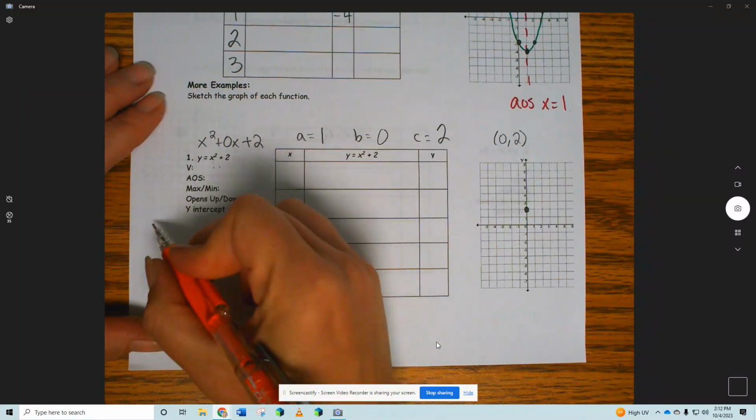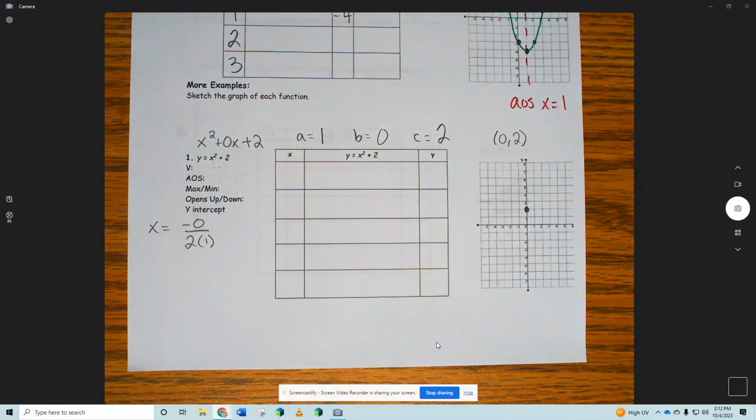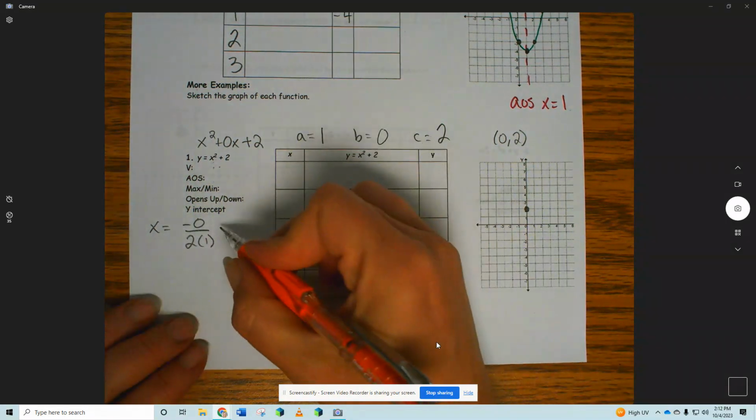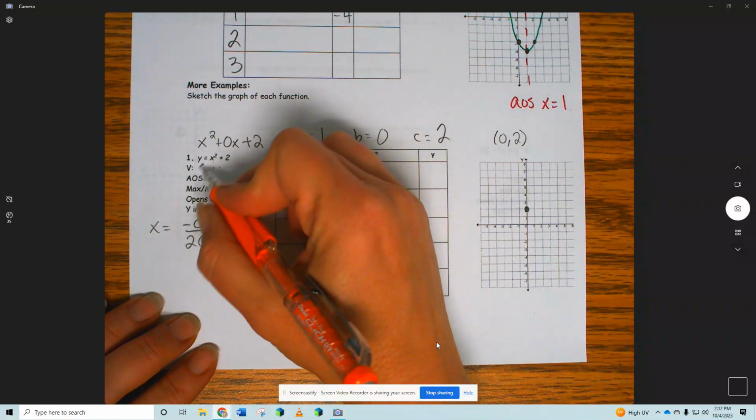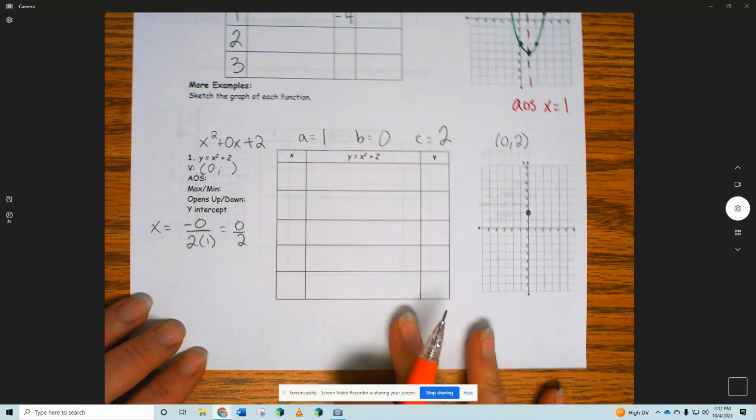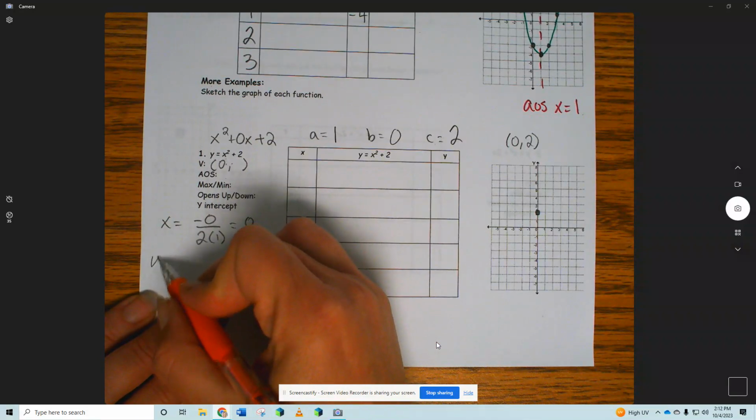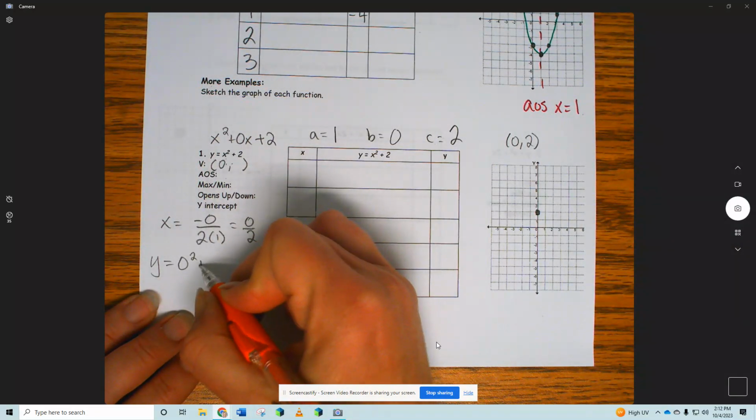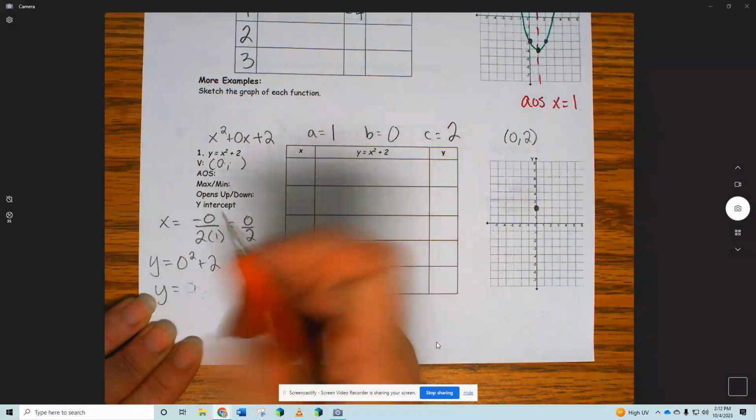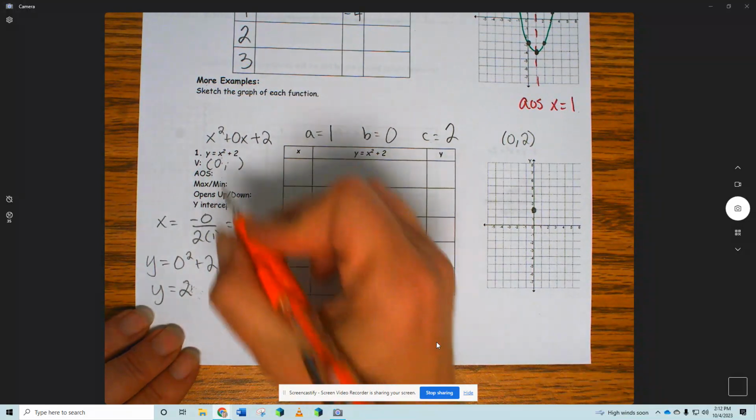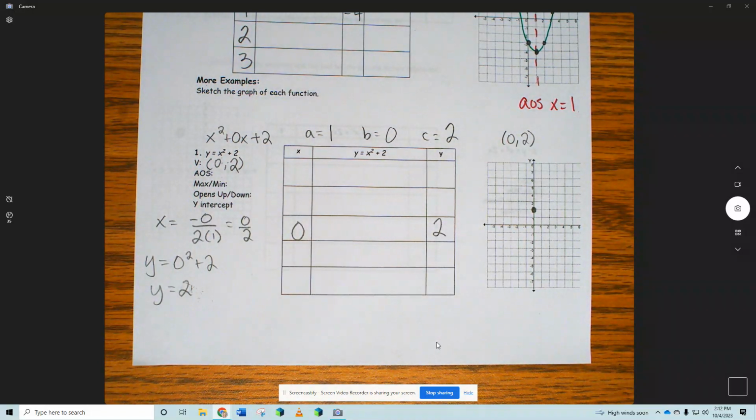Negative b over 2a. X equals negative 0 over 2 times 1. Zero over 2, that's 0. Once I know the x, I'm going to plug in 0 and solve for y. Y equals 0 squared plus 2. Y equals 2. Put that in the middle because that ends up being my vertex. And hey, it's also my y-intercept.